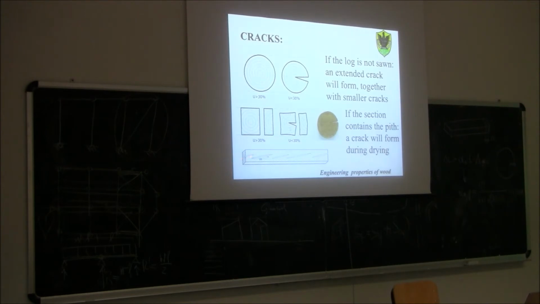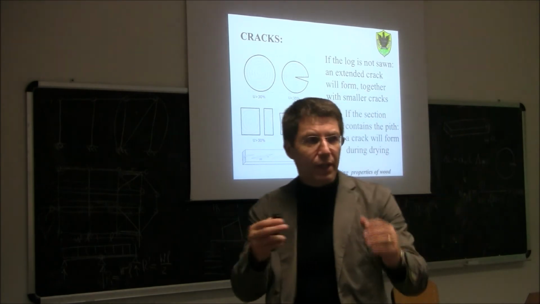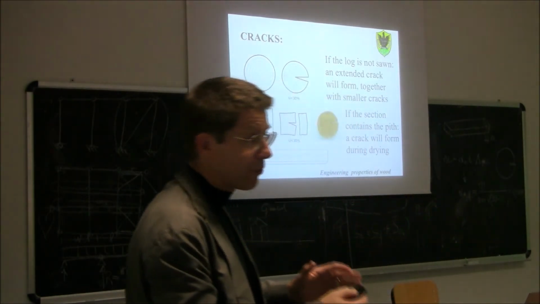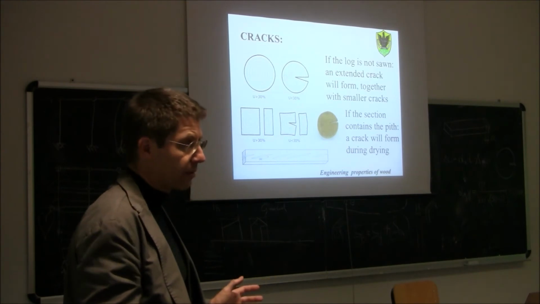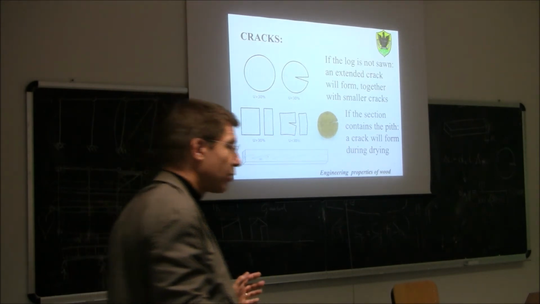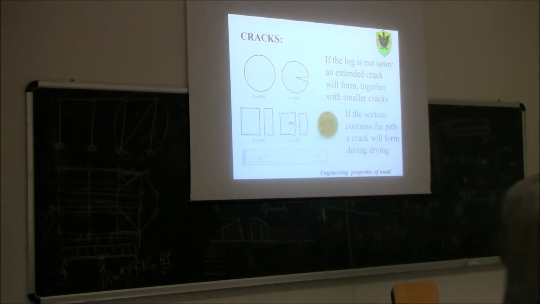Here you can see typical drying cracks on a big cross section. An important point: if you are using sawn timber, so solid timber, with a big cross section, you have to accept that for sure you will get some cracks. It's not possible to have a big cross section made of natural wood, without any glue, without any crack.